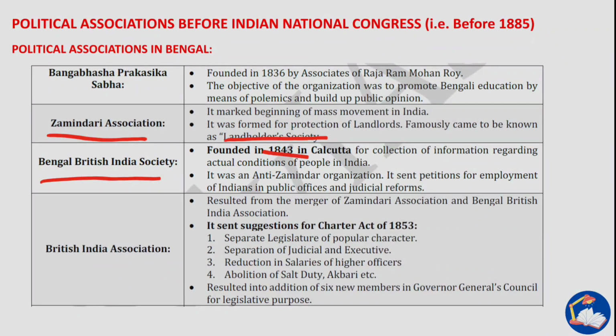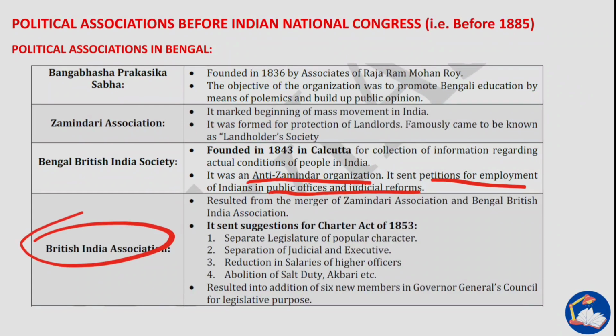It was founded in 1843 in Calcutta for collection of information regarding actual conditions of people in India, and it was an anti-zamindari organization. It sent petitions for employment of Indians in public offices and judicial reforms. Then British India Association resulted from the merger of Zamindari Association and Bengal British India Association.